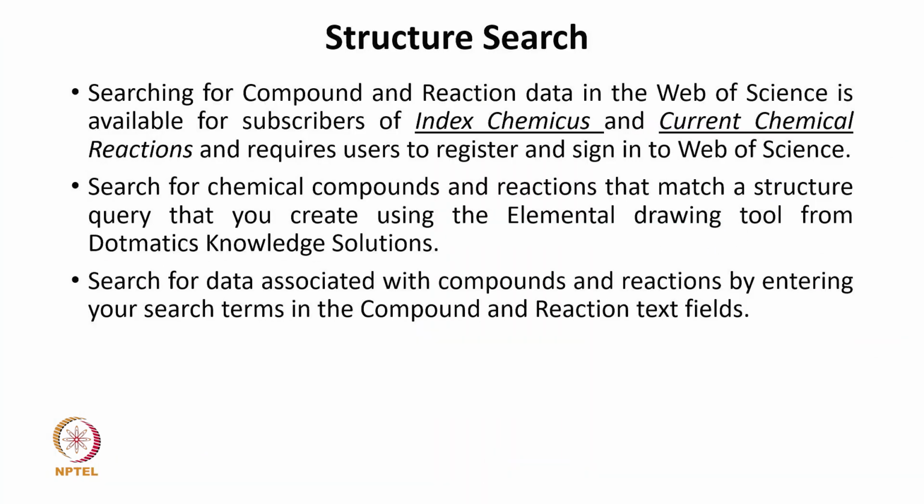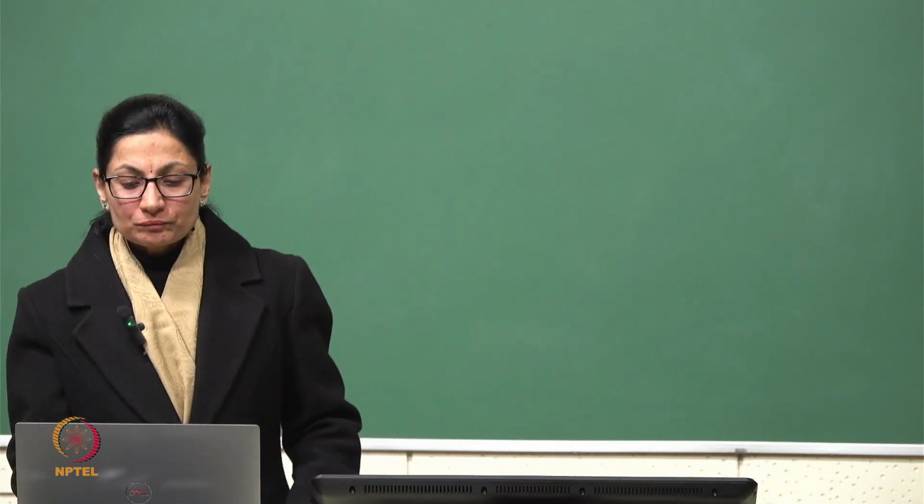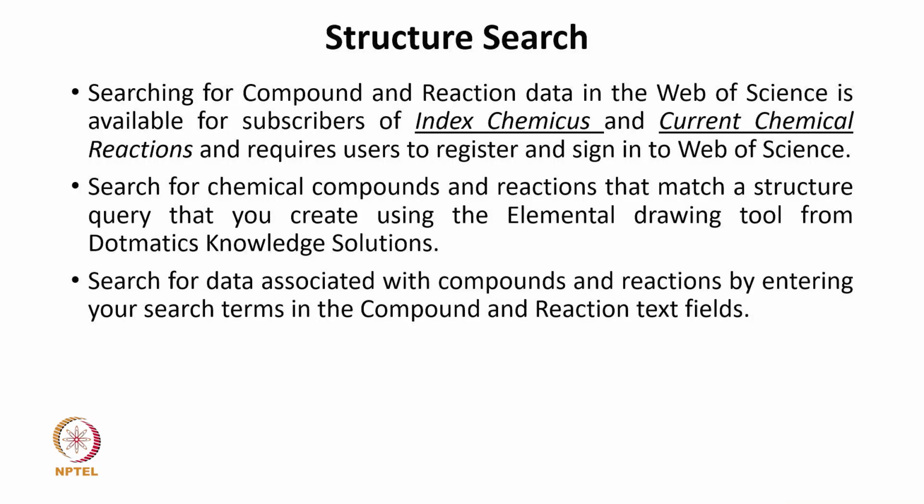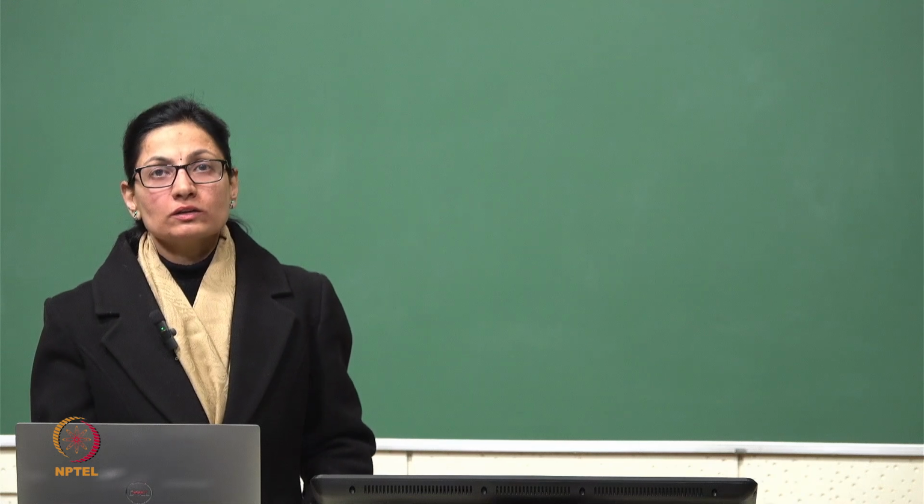Okay, in Web of Science the last search is structure search. If you have a subscription to Index Chemicus and Current Chemical Reactions, then that will be useful for searching compounds and reaction data, and one needs to sign in through the credentials. You can search for chemical compounds and reactions that match a structure query that you create using the drawing tool from Elsevier's Knowledge Solutions. You can also search for data associated with compounds and reactions by entering your search term in the compound and reaction text fields. So if you have a subscription for Index Chemicus, you can have structure search also.